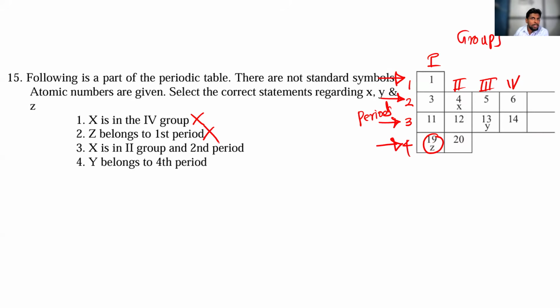Now, the third one: X is in the second group and second period. Am I right over here? Correct. I will use another color pen. X is in the second period and the second group. Am I right or wrong? Correct. That will be the correct statement. Y belongs to the fourth period? No, here Y is in the third period. So that is also wrong. So here the answer will be the third one.